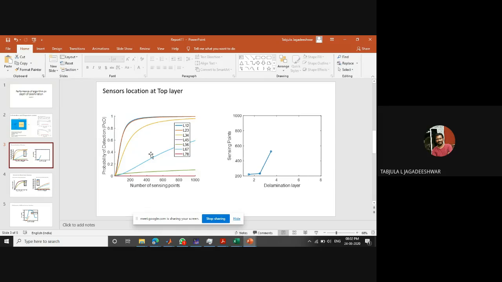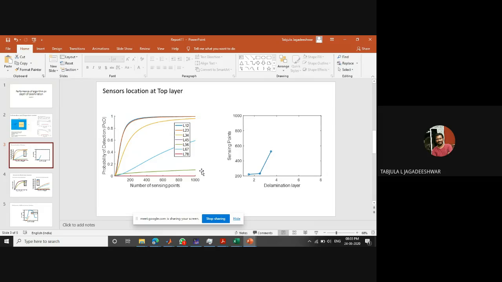If you see the POD, what we have done is we thresholded the POD curves at 90% here, and these are the points we got. And this is the delamination layer, I mean, the delamination location. If it is located in between 1 and 2, that point corresponds to 1.5. 2.5 means it is in between 2 and 3. The x-axis is the delamination location, and the y-axis is the 90% POD optimum points, which are obtained after thresholding the POD curve at 90%.